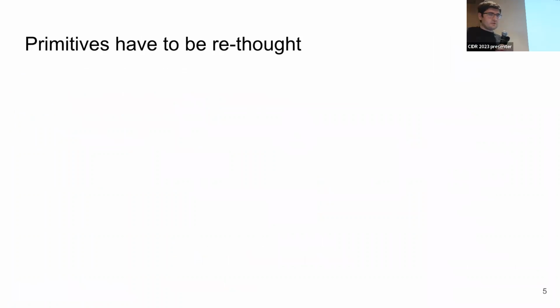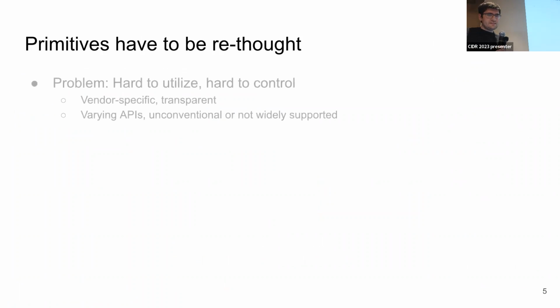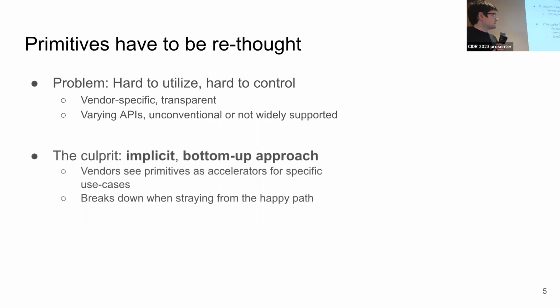problem. For those reasons, we think those primitives have to be rethought. The reason being they are hard to utilize and also hard to control. They often use vendor-specific APIs that try to be transparent to the end user and often fail at that. You need varying APIs to use them. They are often unconventional, or even if they are conventional, they're often not widely supported by a lot of operating systems.